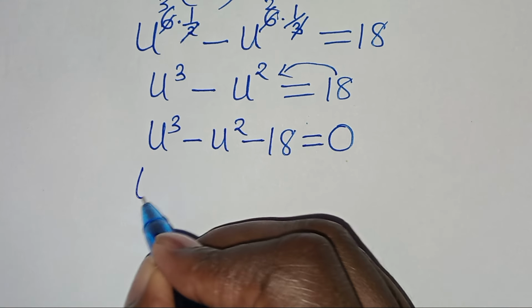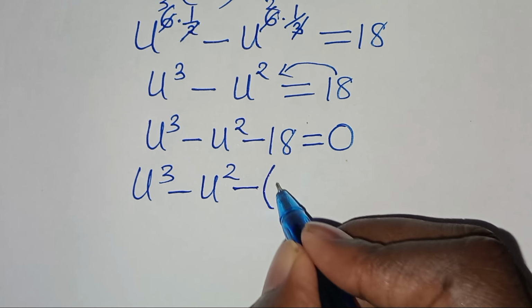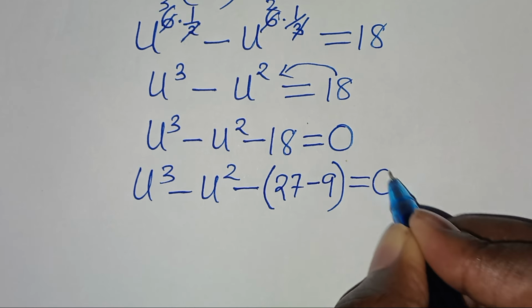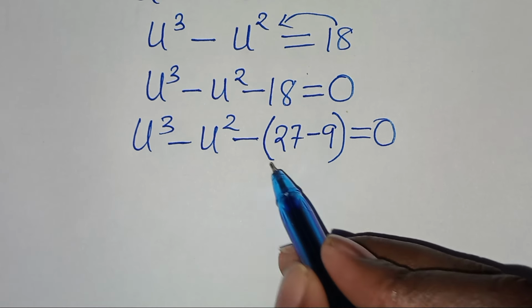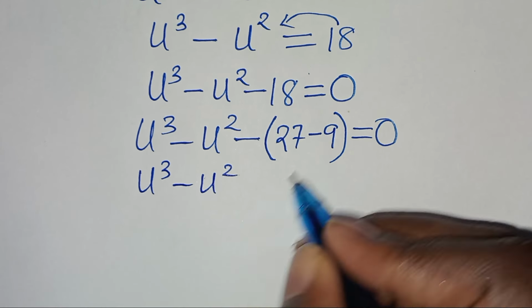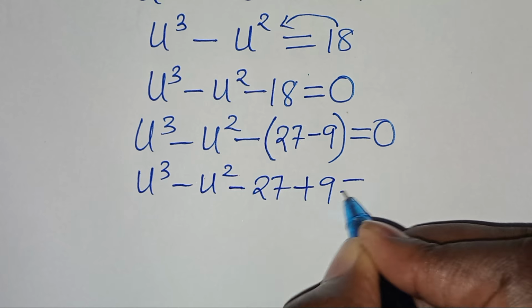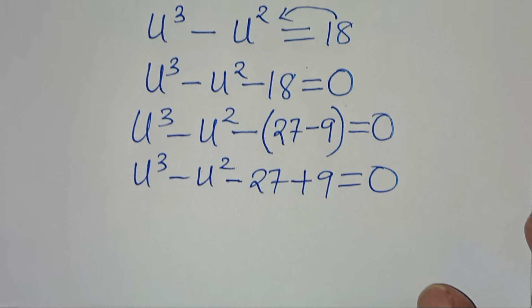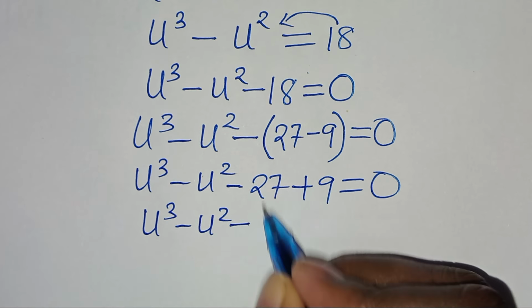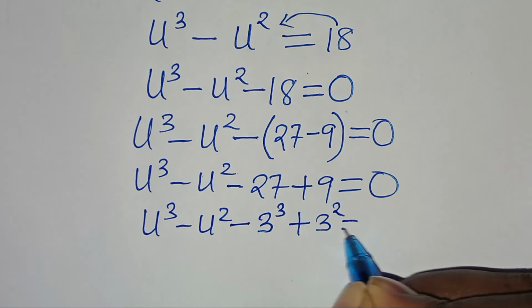The next step is that we have u to the power of 3 minus u to the power of 2 minus 18. 18 is the same thing as 27 minus 9. This is equal to 0. Now, let's open the parentheses here so that we have u to the power of 3 minus u to the power of 2 minus 27, minus times minus 9, this is plus 9. This is equal to 0. So we have u to the power of 3 minus u to the power of 2 minus 27, which is 3 to the power of 3, then plus 9, which is 3 to the power of 2. This is equal to 0.